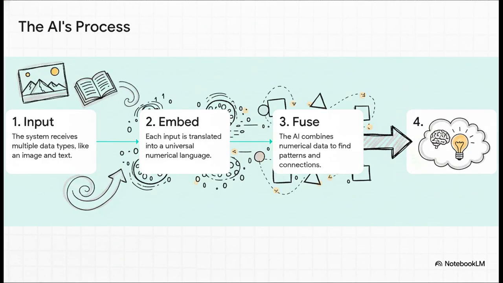It all starts with the input, let's say an image and its text caption. Next, it embeds them, which is just translating both into that universal language of numbers. Then comes the really crucial step, fuse. The AI merges these numerical representations, and it starts searching for patterns and connections. And the final output, well, that's the result of that fused understanding, whether it's a new image, a description, or even an action.